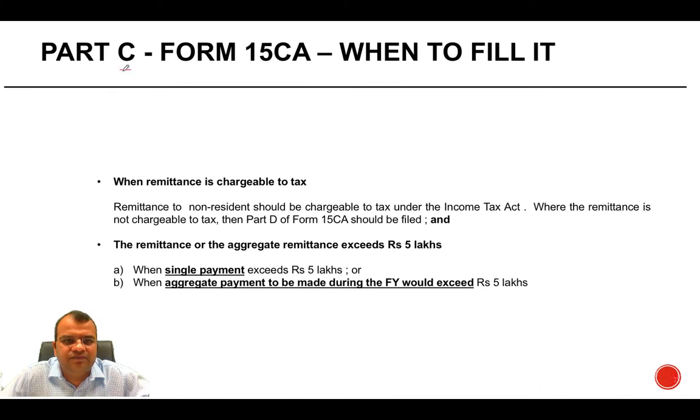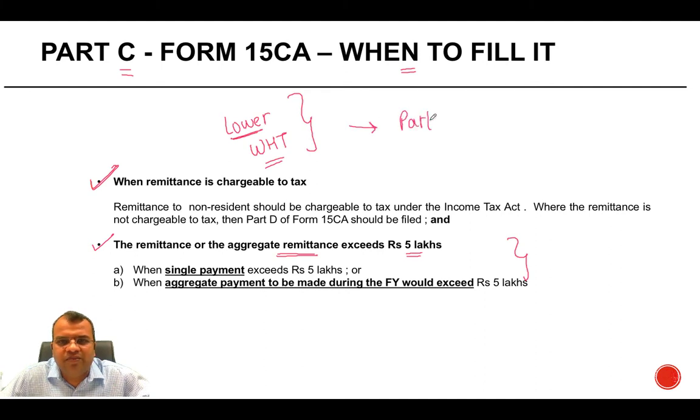Third, Part C. So when is Part C required to be filled in? When the remittance is chargeable to tax, right? And the second is the remittance or the aggregate remittance exceeds 5 lakh. So this explanation is the same as we did in the previous slide. Now what is missing here is that we have not obtained any lower withholding tax certificate. If I would have obtained a lower withholding tax certificate, I would have gone to Part B. Where I haven't obtained it, I will go for Part C.